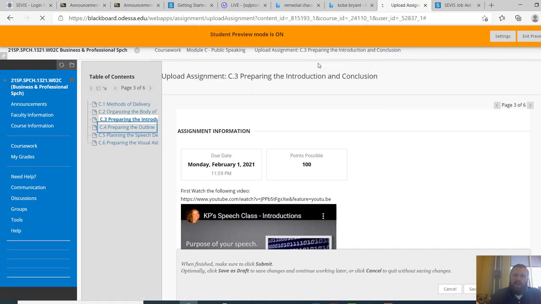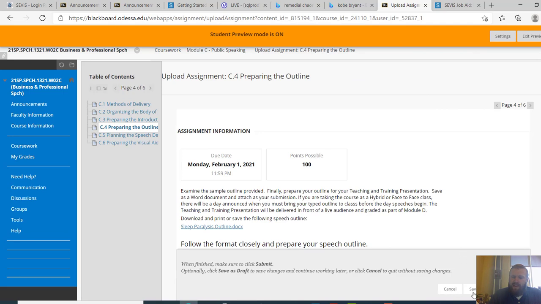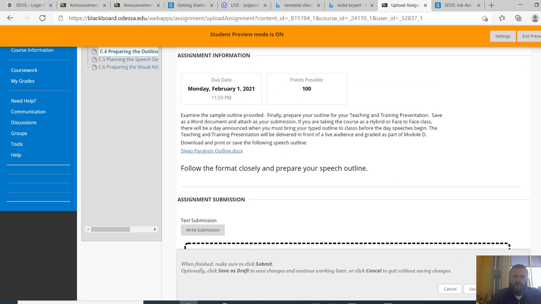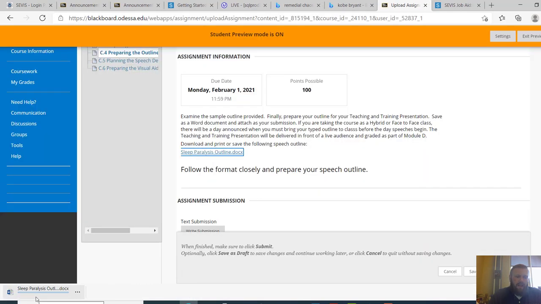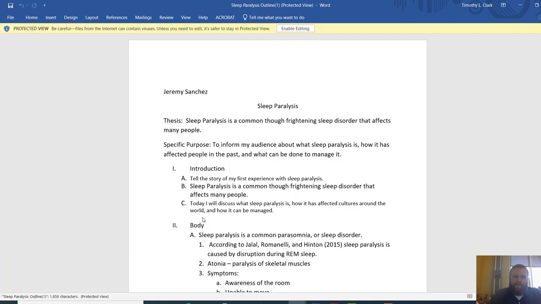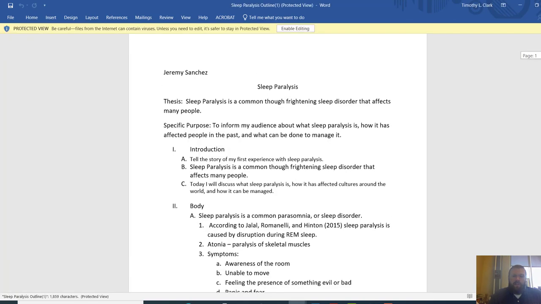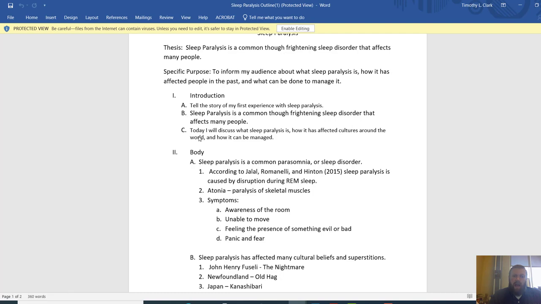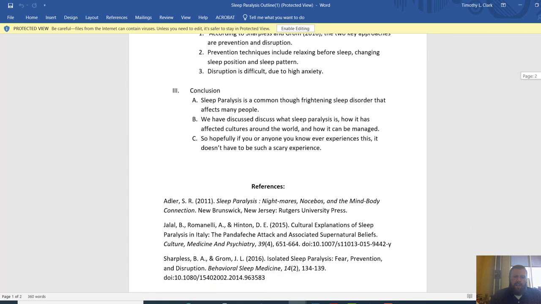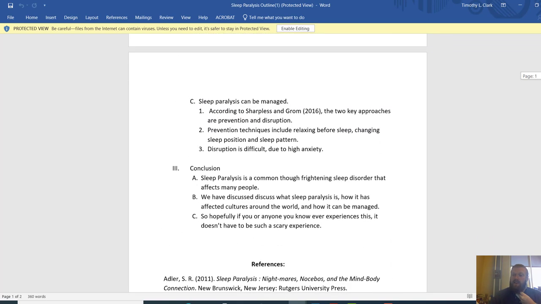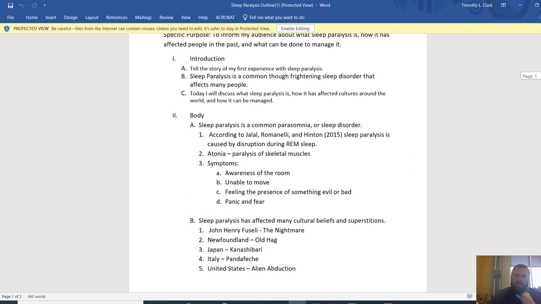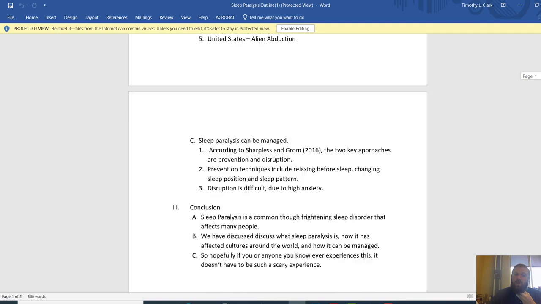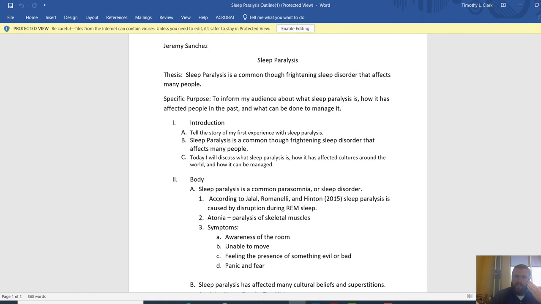C4, preparing the outline. Again, we're going to take some of our previous pieces and continue to put them together. So what we wanted you to do is examine the sample outline provided. It's going to look like this right here. And so we're going to have our introduction. You're going to have your body. And down at the bottom, we will have our conclusion. And then you'll have your references that we did in our previous assignment in Module B. We will have our references down here at the bottom. We're kind of putting our points together, putting our speech together.